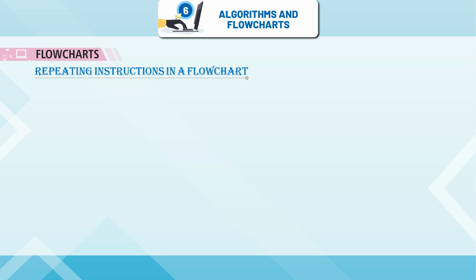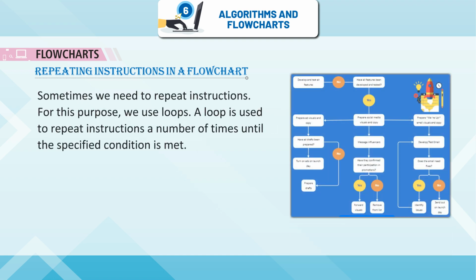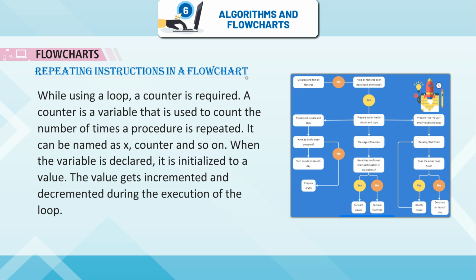Repeating instructions in a flowchart. Sometimes we need to repeat instructions. For this purpose, we use loops. A loop is used to repeat instructions a number of times until the specified condition is met. While using a loop, a counter is required. A counter is a variable that is used to count the number of times a procedure is repeated. It can be named x, counter, and so on.